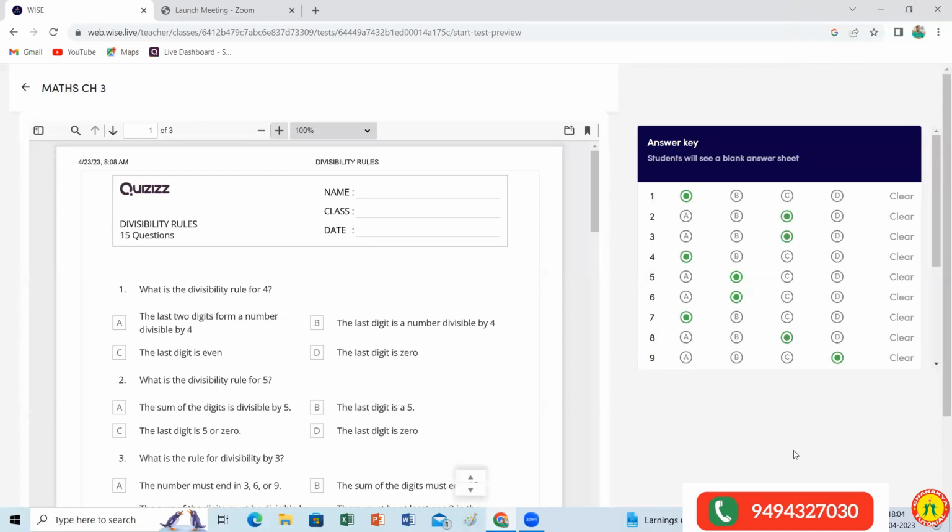Have you heard the word LCM? Yes, ma'am. What is the full form of LCM, Noor? Least common multiple. Very good. What is HCF? Highest common factor. Good. HCF has another name also. What is the other name for HCF? Anyone in the class? Adrit. Ma'am, greatest common factor.